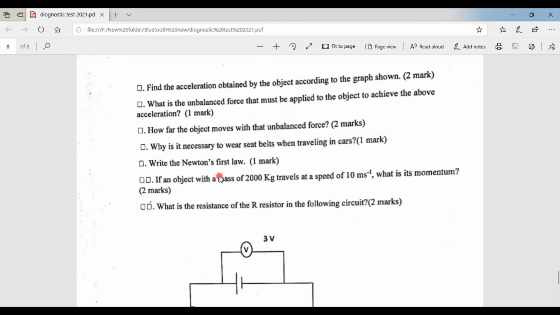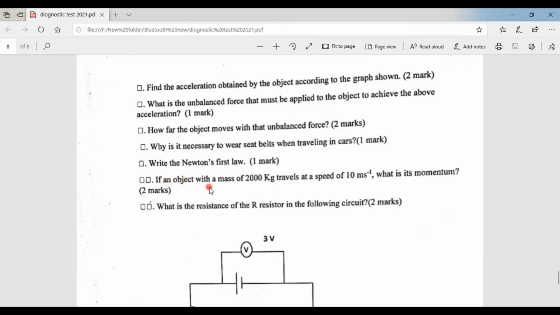Next one, write Newton's first law. Until an unbalanced force is applied on it, bodies at rest remain stationary and bodies in motion continue to move at uniform velocity. That is the first law. Likewise, you should remember Newton's second law and Newton's third law.